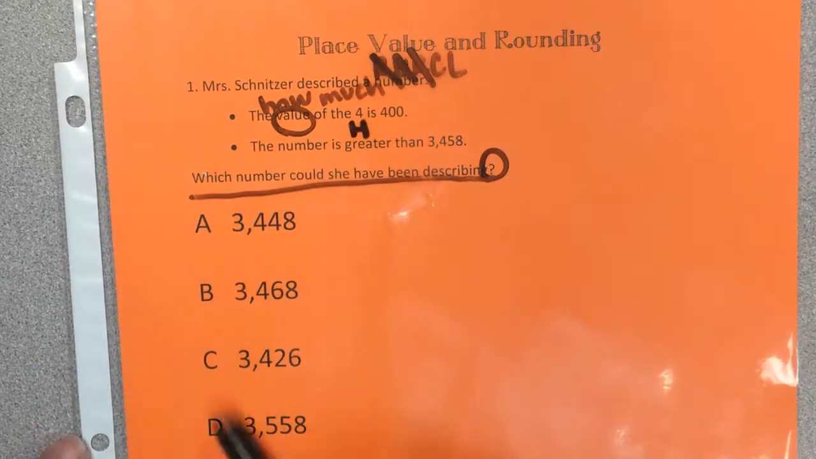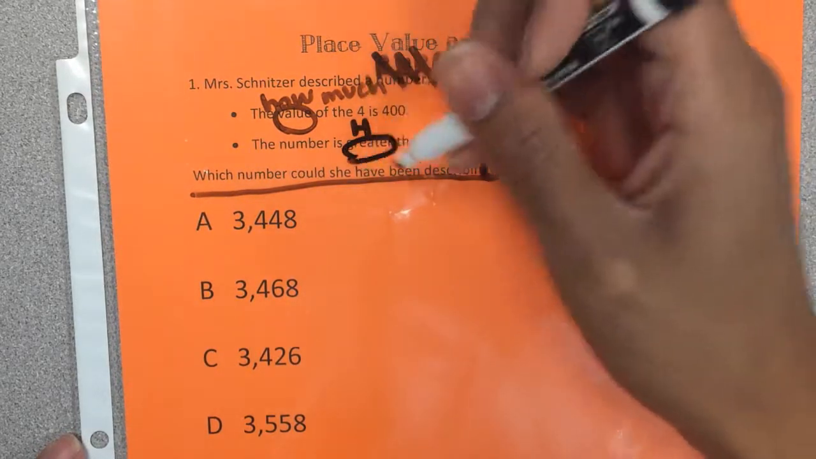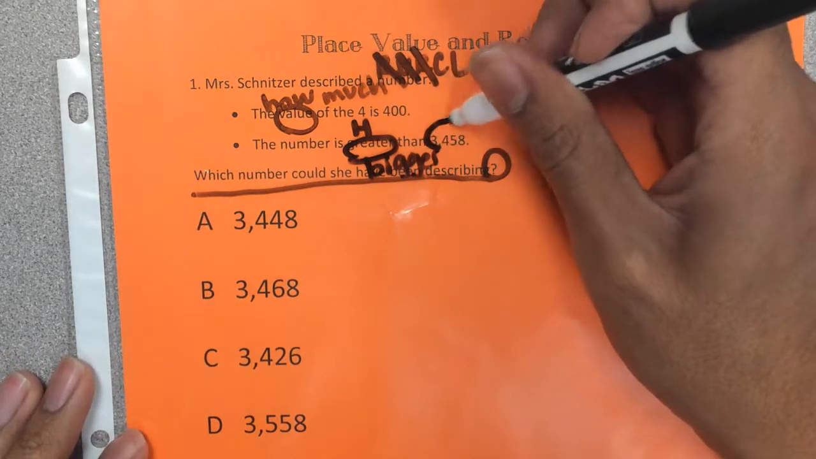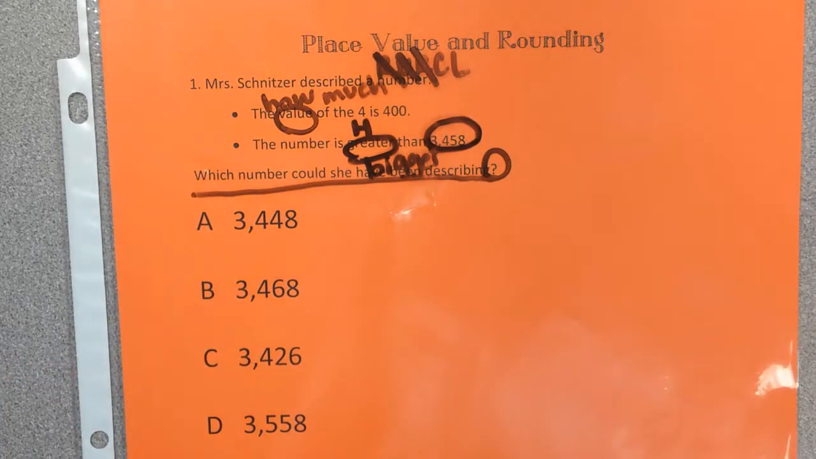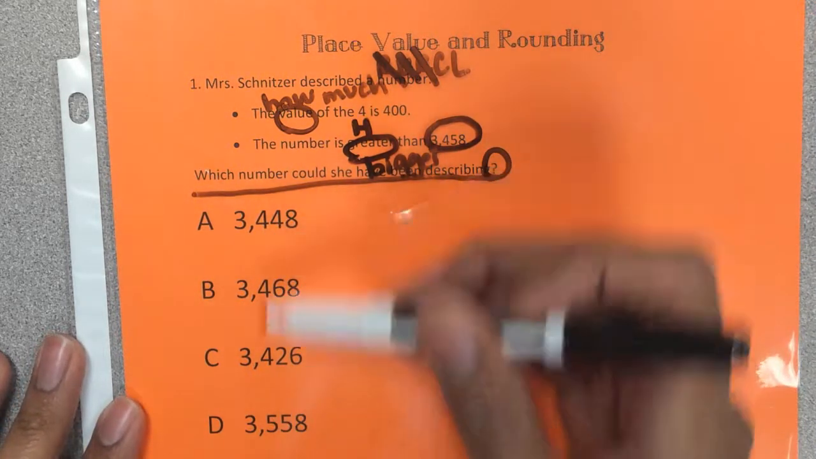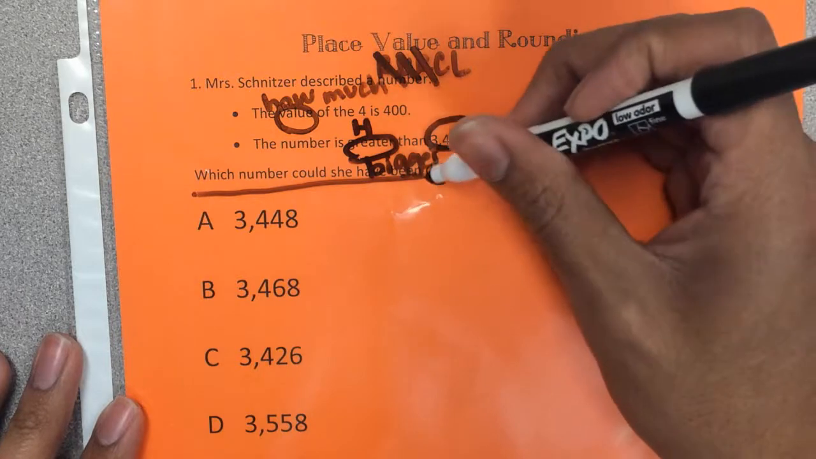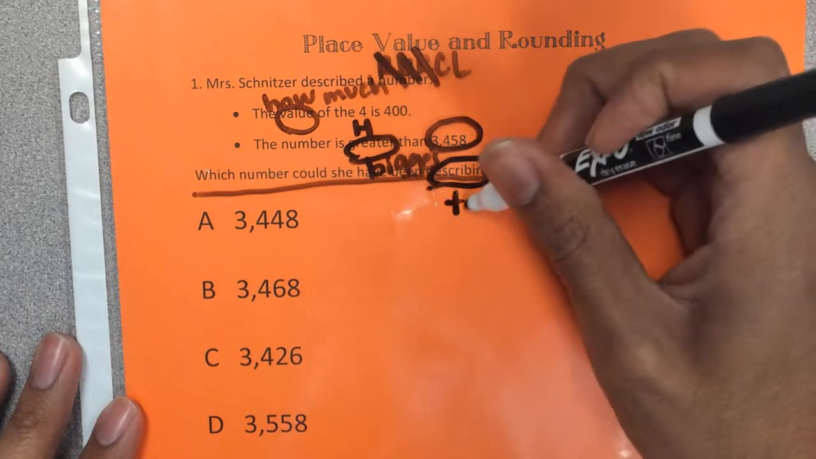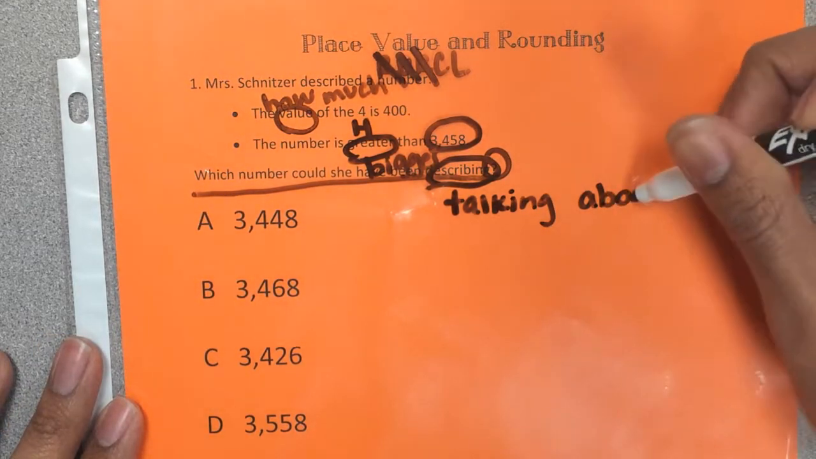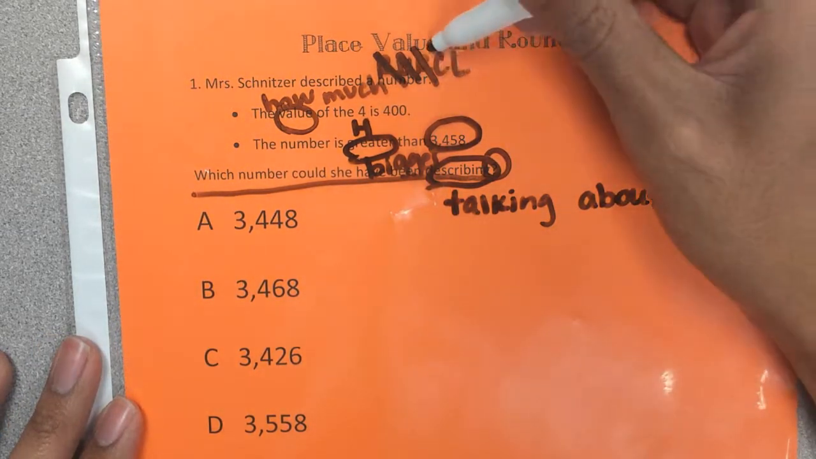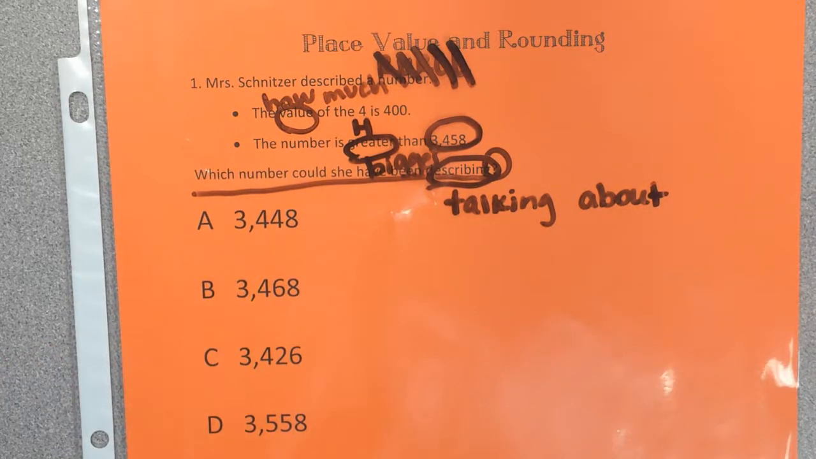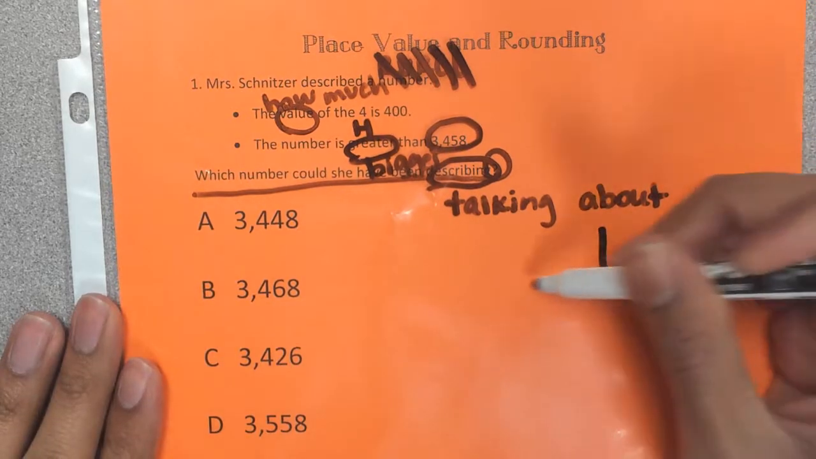And it's saying that one of these numbers has to be greater, that means bigger, than 3,458. So let's go ahead and circle that number. And in the question, it's asking which of these numbers could she have been describing? Go ahead and circle describing. That means which one was she talking about? Once you finish circling, cross off the C. Once you finish labeling, cross off the L. And what time is it? It's 3-step time. So let's go ahead and start our 3-step.